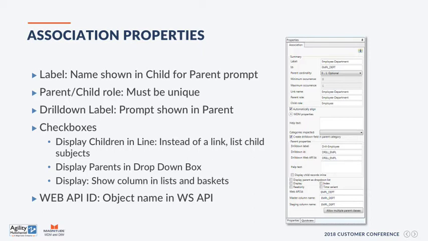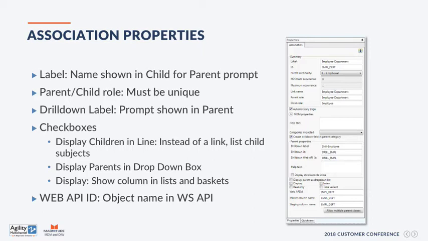Drill down label is the prompt that is shown in the parent to drill down, that is to drill through to its child records. There are check boxes available in here, a number of those. I'll mention a couple of the key ones. Display children in line, as opposed to creating a drill down field. So displaying the child records in line, instead of there being a link, we'll actually read those child records and display them in a large attribute box in line with the rest of the attributes of the parent.